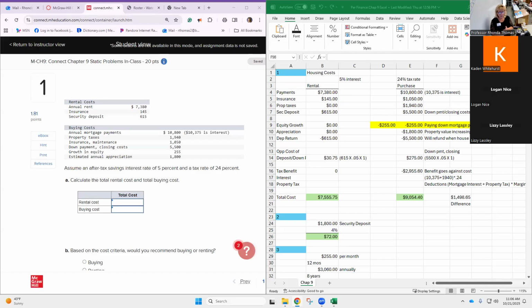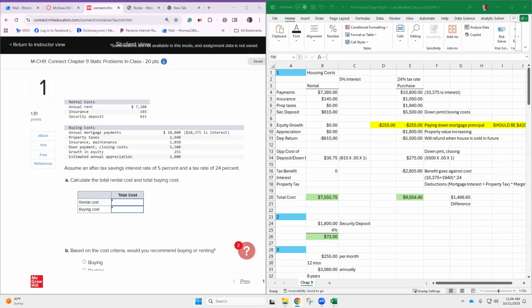Okay, we're just getting ready to do personal finance, chapter 9, static problems. So if you will join me, we'll get these worked out. This is about housing decisions. And I think I have shared my screen.